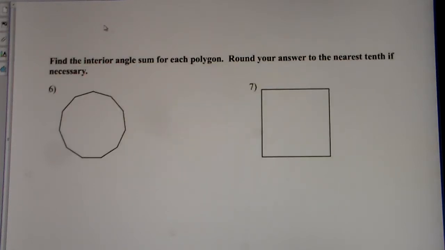Let's move on to number 6. Find the interior angle sum for each polygon. Round your answer to the nearest tenth if necessary. So to solve these problems, I count the number of sides. I'm going to put a little red dot to help remind me. So 1, 2, 3, 4, 5, 6, 7, 8, 9, 10, 11. There's 11 sides. Now to find out the total sum of the interior angles, I got to use the formula of n, for the number of sides, minus 2 inside parentheses, times 180.